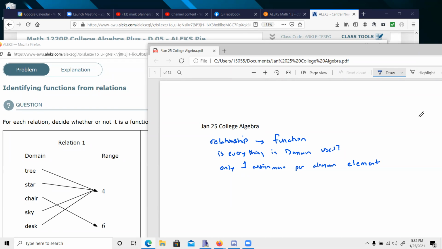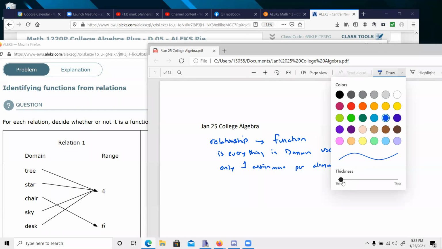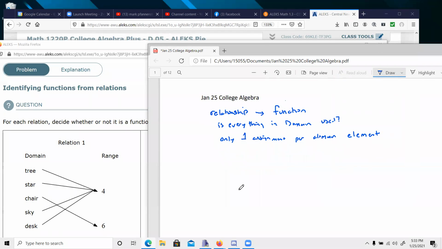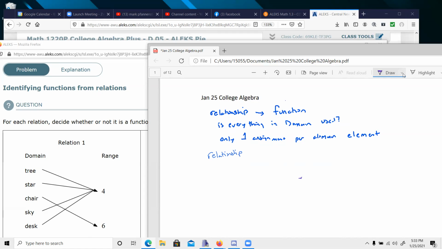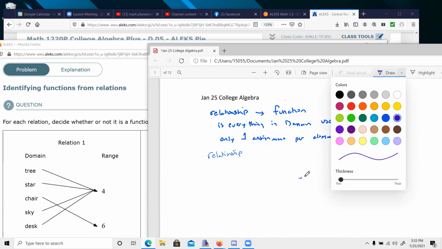All right, so what we have here is, this may be a little thinner, as best as I can go. Okay, so is there a relationship of function? Is everything in the domain used up? And do we only have one assignment per domain element? So this first relationship, right? They give us a relationship. Can I get something that's slightly larger here? I want that thickness just a little bit. All right.